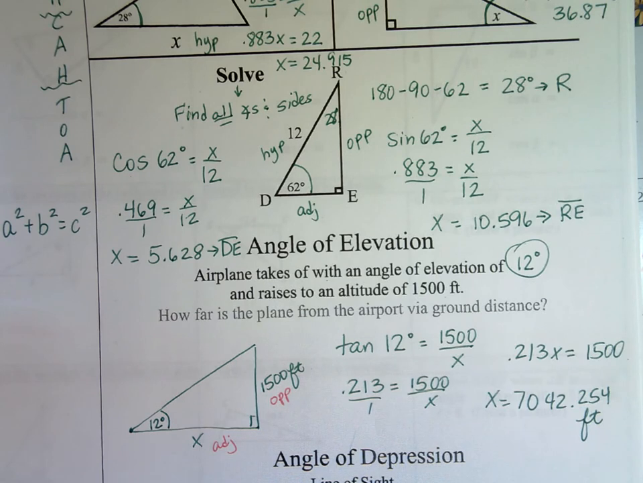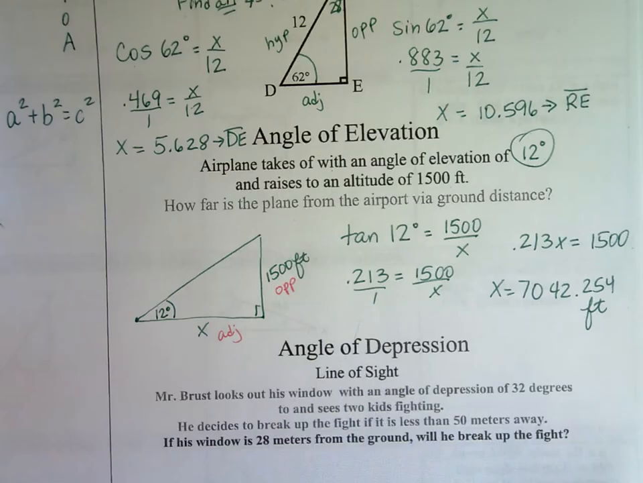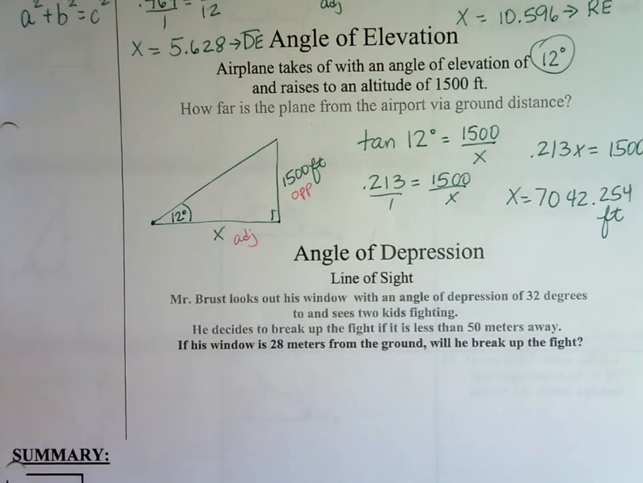Most kids don't get too confused by this angle of elevation thing, but the angle of depression tends to get people. So let me show you what they're talking about for this one, the last example problem. Angle of depression. Mr. Bruce looks out his window with an angle of depression of 32 degrees to see 2 kids fighting. Oh my. He decides to break up the fight if it's less than 50 meters away. I guess because 51 meters would be way too far for him to go. If his window is 28 meters from the ground, will he break up the fight?